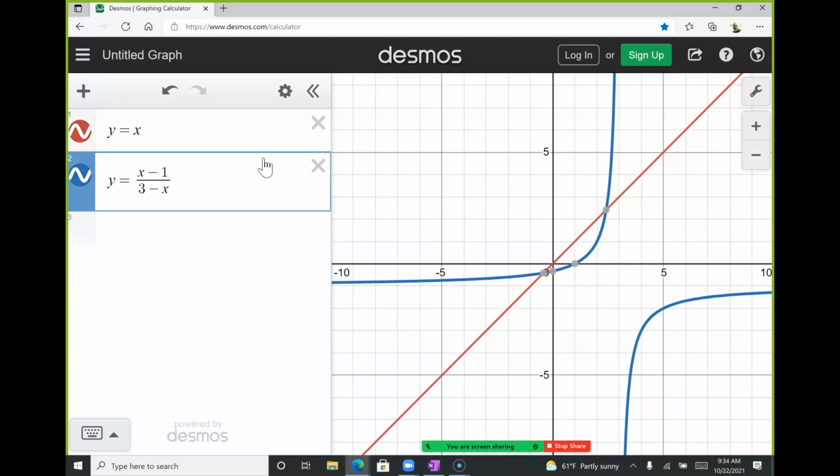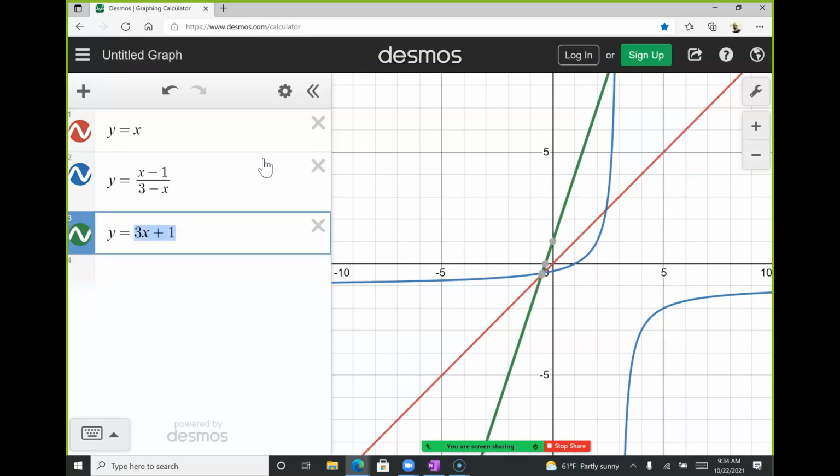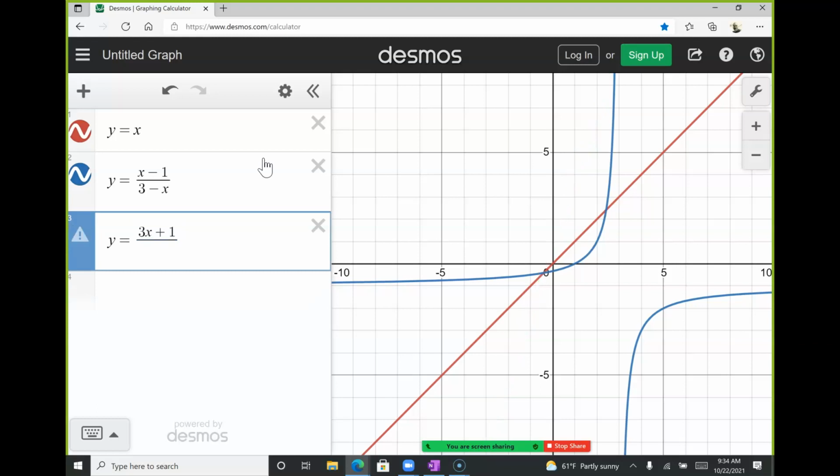So there's my original function, and here's my inverse. What was it? 3x plus 1? Is that correct? I forget. Yeah, 3x plus 1 over 1 plus x. Thank you. So I'm looking at that y equals x piece. It's really nice to look at. You can see that reflection happening really, really easily.